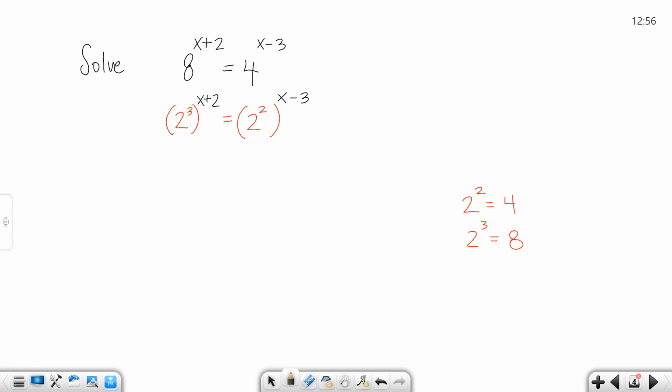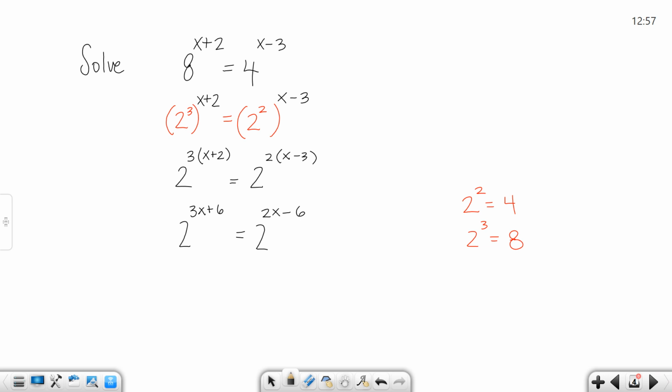Now remember your exponent rules. They say when you raise a power to a power, you multiply. So writing this in a more usable form, I'm raising this power here, 2 to the 3rd, and I have an x plus 2 here. And I also multiply these exponents. So that's 2 to the 3x plus 6 equals 2 to the 2x minus 6. So now I have like bases. My exponents are in a simplified form, and that's how it would look so far.